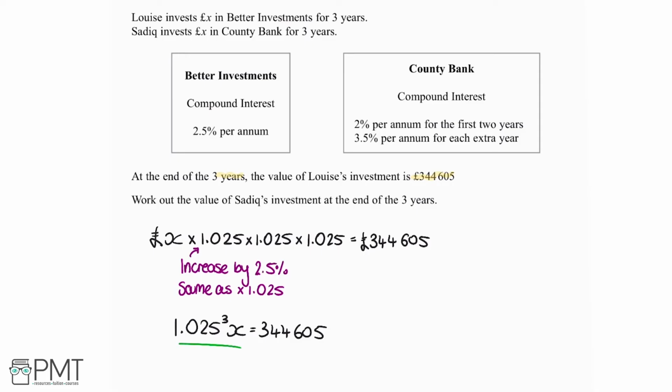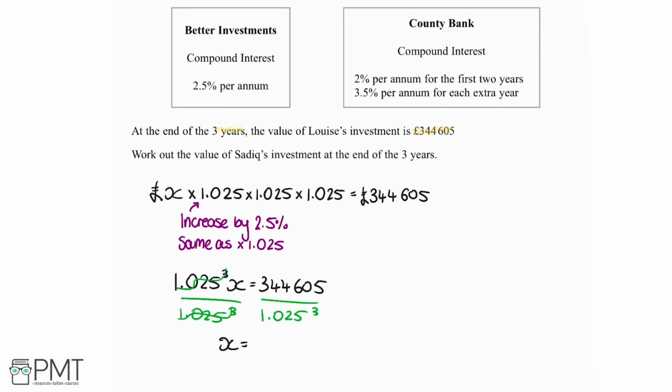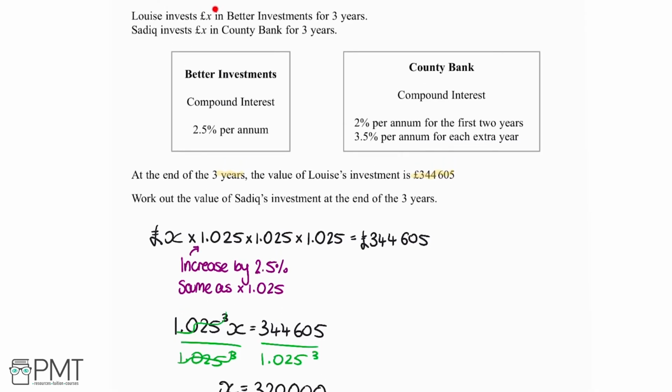So if I divide both sides by 1.025 to the power of 3, this and this cancel, leaving us with x by itself on the left-hand side. And if we put all of this on the right-hand side in the calculator, we get an answer of 320,000. So therefore we know Louise's initial investment amount was 320,000. However, we can see because Louise invested that, but also we know Sadiq also invested that. So Sadiq's initial investment must also be 320,000.